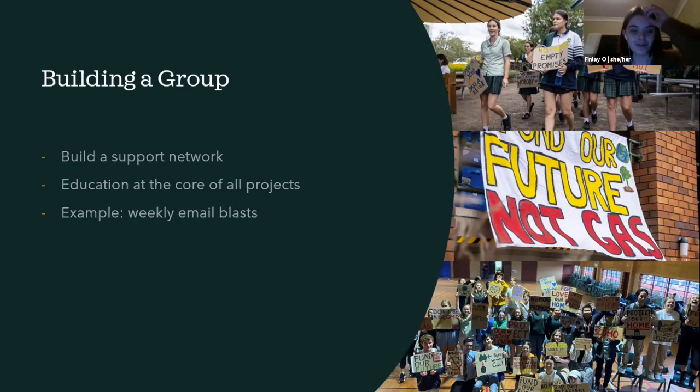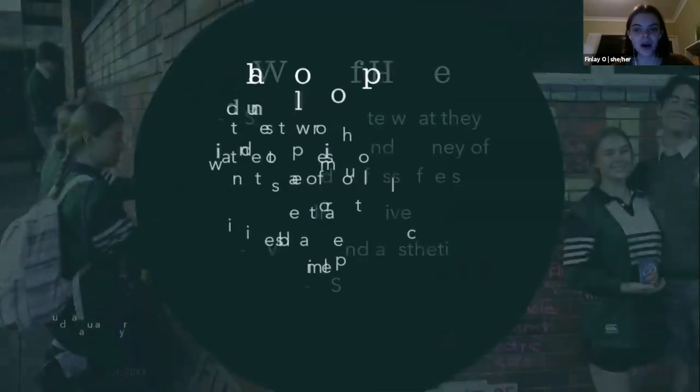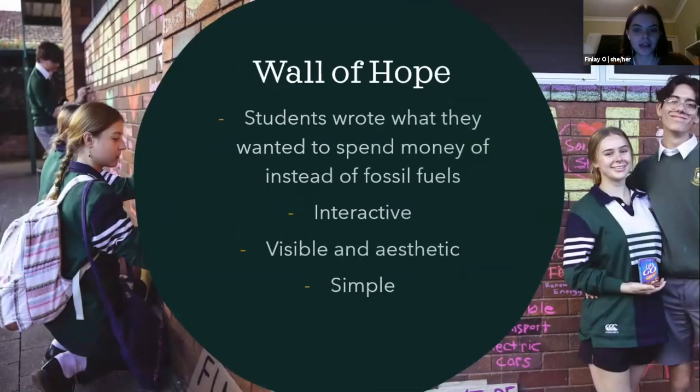Another event that we ran, which was really successful, was our Wall of Hope. So this was part of a campaign being run by the AYCC, but we adapted it to make it a little bit more creative for students. At the moment, the Australian government is funding a lot of natural gas projects, which is a fossil fuel and obviously very, very bad for the environment. So basically what we did was choose a wall that was very visible in the school, and we had students write in chalk what they wanted the government to spend money on instead of gas.